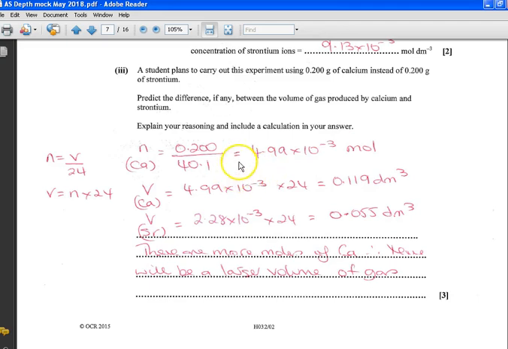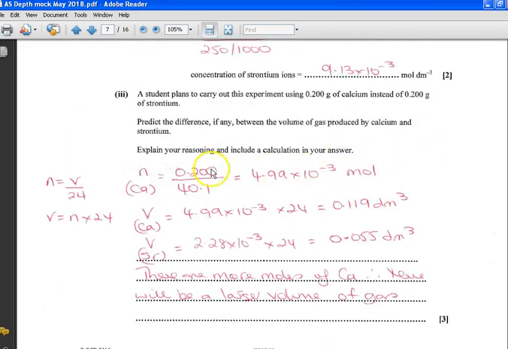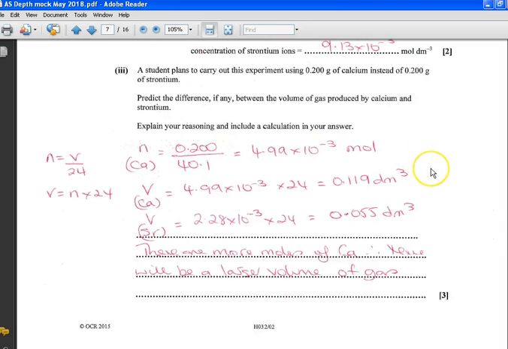So we work out our number of moles of calcium that we would have. We already know the moles of strontium that we would have. So we've got more moles of calcium, which would indicate that there will be a larger volume of gas, and we can show that by calculating the volume of gas for each.